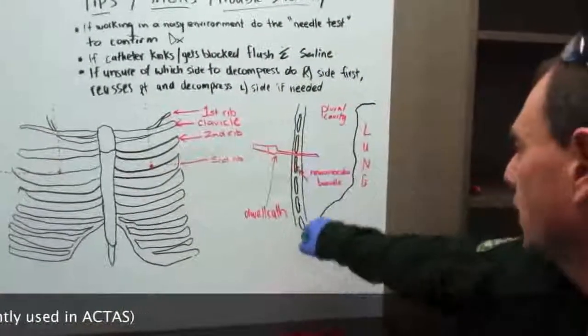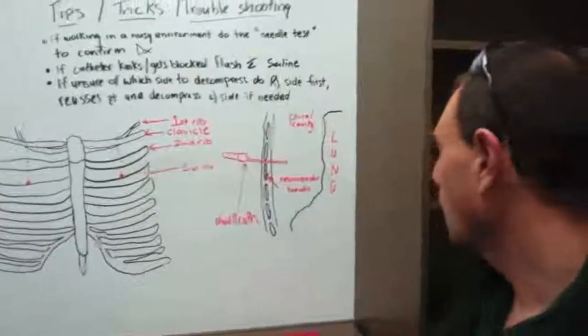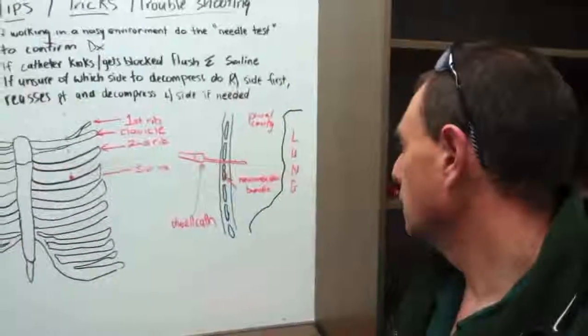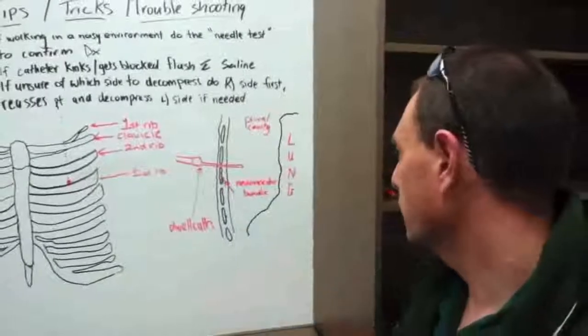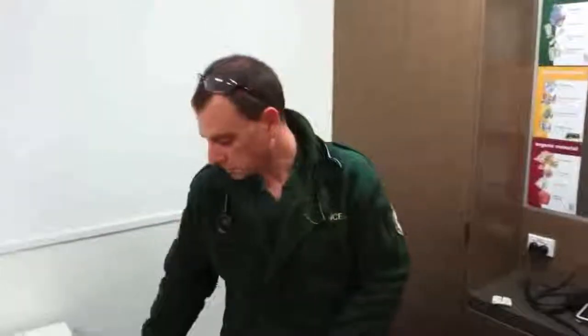What you need to be careful of is the neurovascular bundle of nerves, arteries and veins that run along the inferior margin of the rib, so you need to be careful of that. That's why we go above the third rib. So I'll take you through the practical demonstration now.